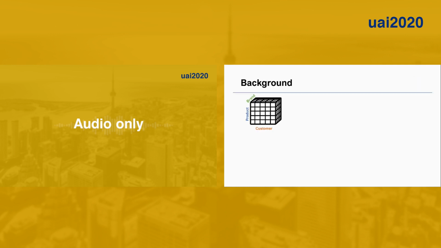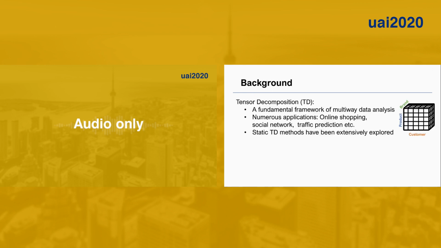Okay, let's get started. A tensor is just a high-dimensional array. Each dimension of it could represent a certain set of entities, such as customer, product, and brand. Tensor decomposition is a fundamental framework for multi-way data analysis and has applications in many areas like online shopping, social network, and traffic prediction. Many successful TD algorithms have been proposed and proved to work very well, and most of them operate on collections of static data and perform batch processing, or say training, for multiple epochs.